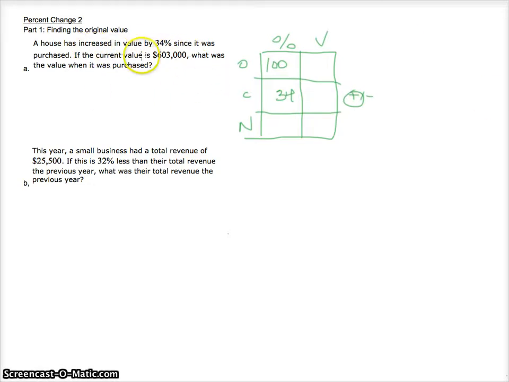It says if the current value is 603,000, what was the value when it was purchased? So this is the value since the increase. So this is the new. When it was purchased, so what was the original value? X, we don't know, so that's what we're going to put for X. So in order to set up our proportion, we need to now add these two values to make it 134, or 134%.